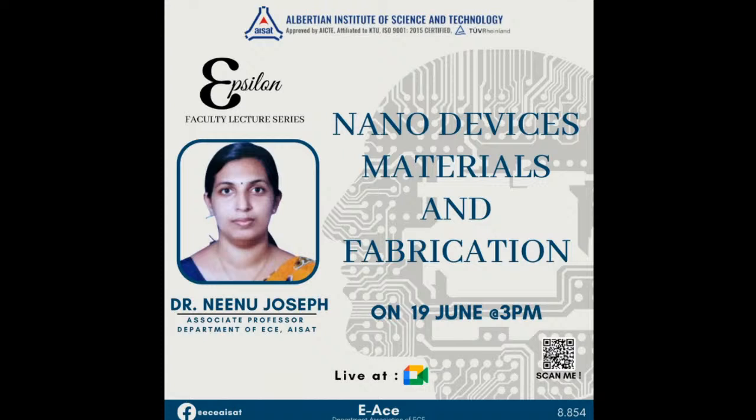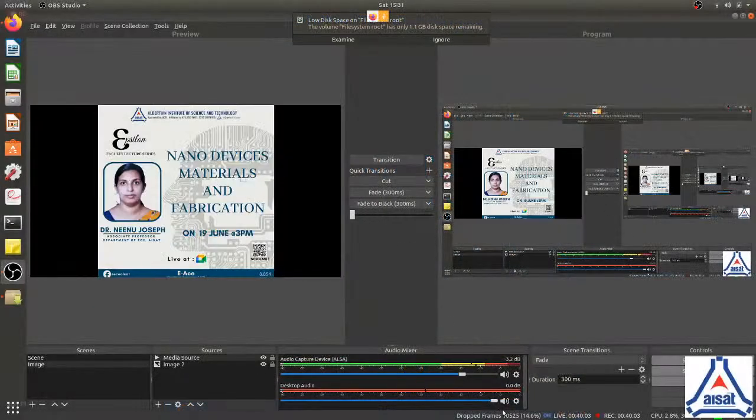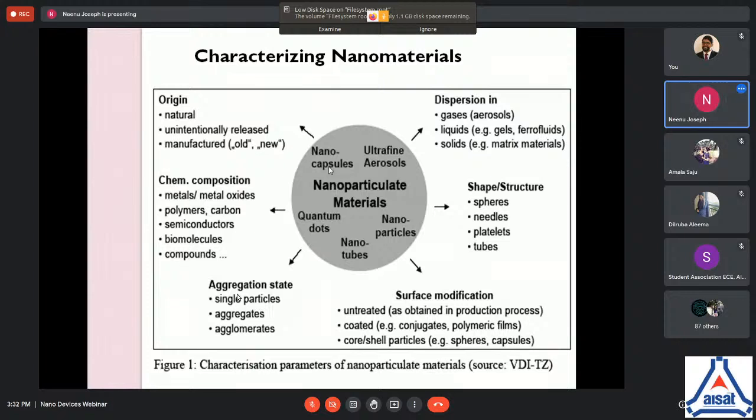Already existing system and ultra fine aerosols, dispersion in gases, liquids. Coming to quantum dots, chemical composition: metals, metal oxides, carbon, semiconductors, biomolecules and compounds, and nanotubes. Aggregation state: single particle, aggregates, agglomerates. And coming to nanoparticle: untreated, coated, core or shell particles. These are some properties and structure of nanostructures.